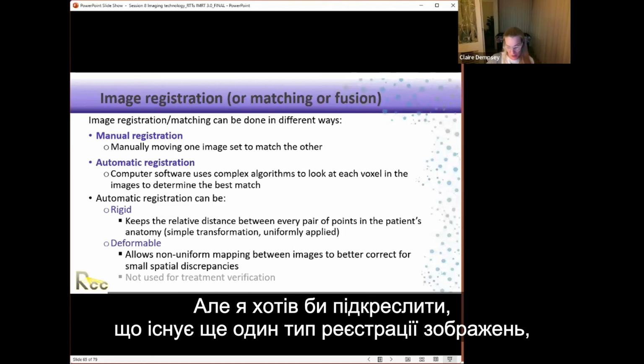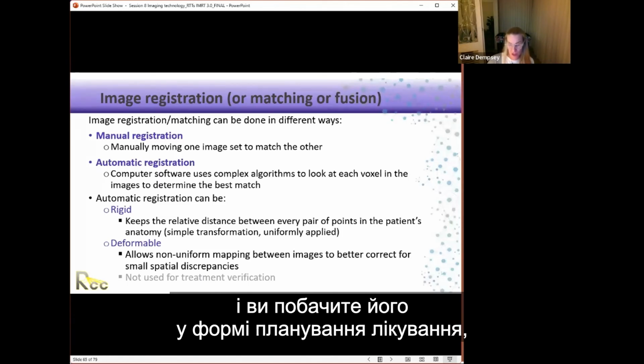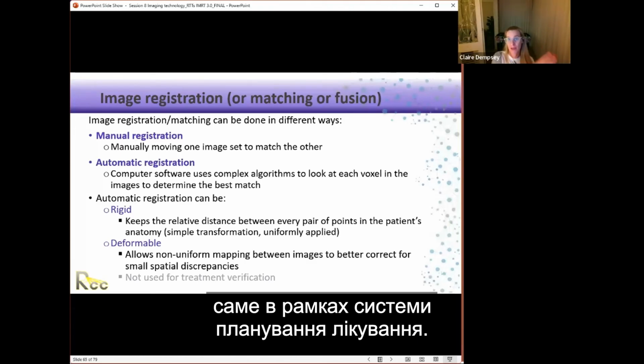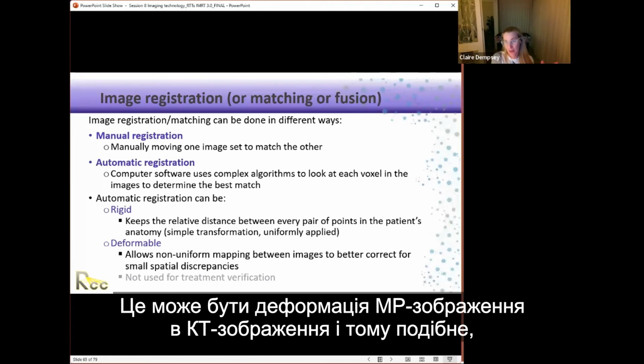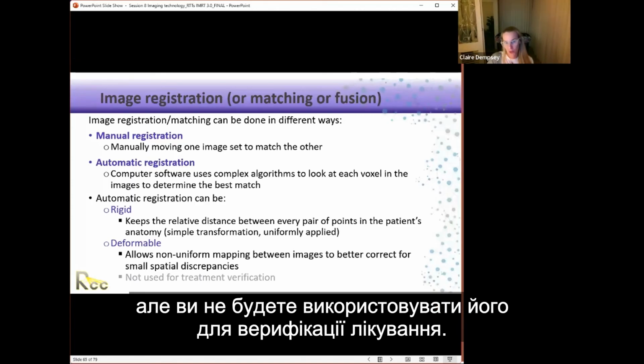But I just wanted to highlight that there is another type of image registration. And you'll see deformable more in treatment planning, just within a treatment planning system. So maybe deforming an MR image to a CT image and things like that, but you wouldn't use it in treatment verification.